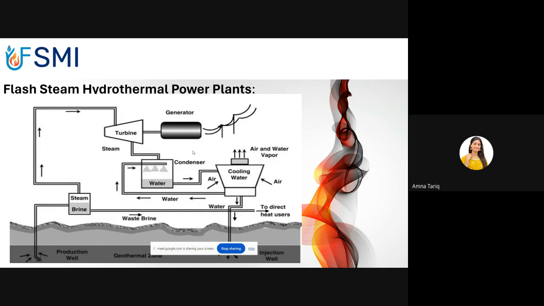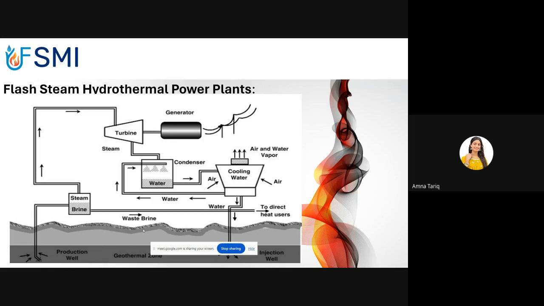And next is the air and water vapor, released from the cooling tower after the cooling water is used in the condenser. And last is the waste brine, the water left over after steam extraction. It is re-injected back into the geothermal zone through the injection well. So these are the parts included in flash steam hydrothermal power plants.